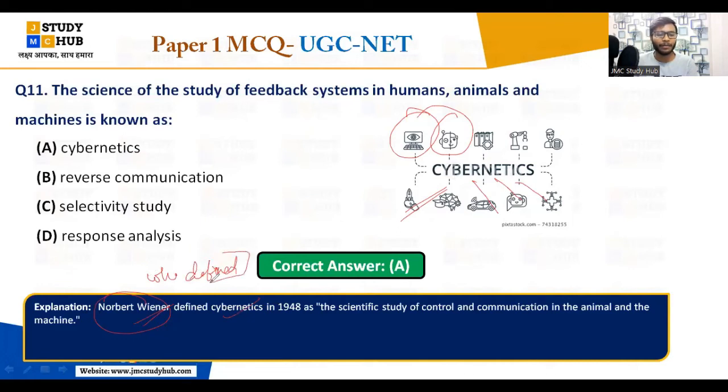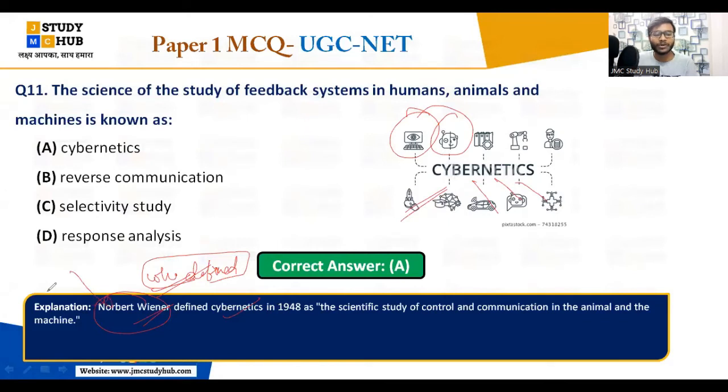So everybody write in the comment, who defined cybernetics in 1948, which is the study of control and communication in animal and the machines? Okay, yes, very good. That is Norbert Wiener. Norbert Wiener defined cybernetics in 1948. Please remember this. This is an important question.